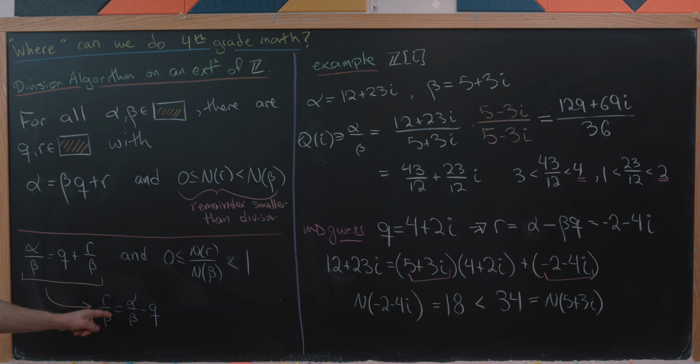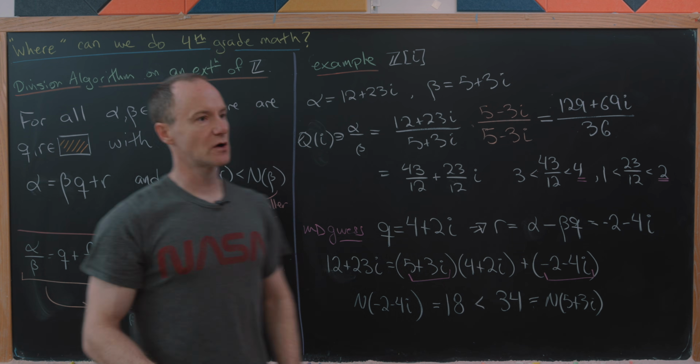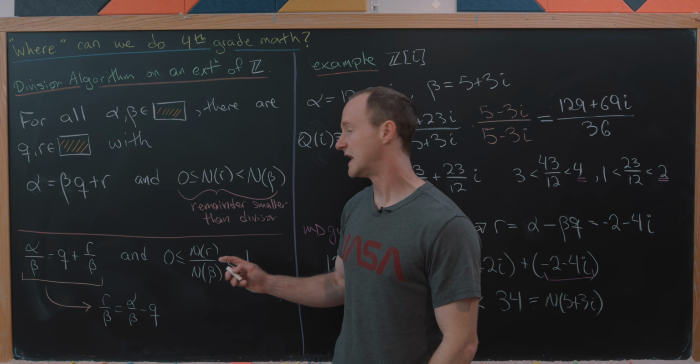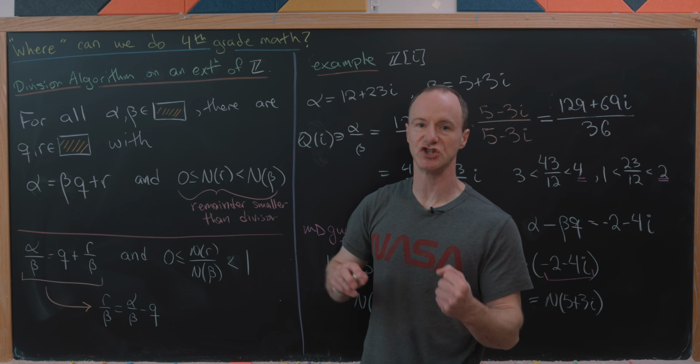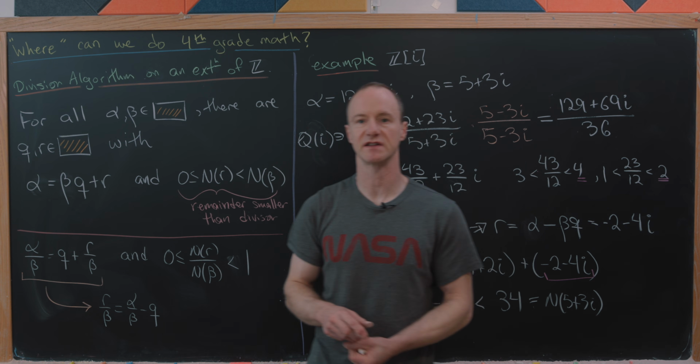But this norm is like a measurement device. And this alpha over beta minus q is like the distance that alpha over beta is away from some number in the complex plane. And so what we're going to see now is that viewing it in this light sets up a really nice geometric interpretation of everything that's going on.